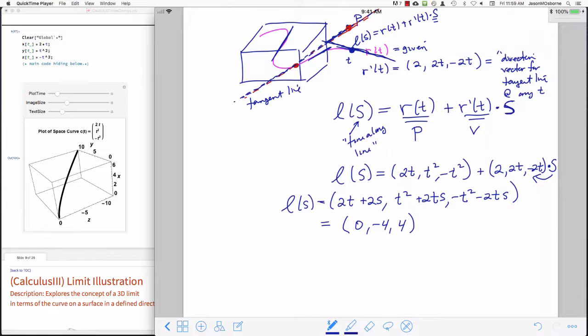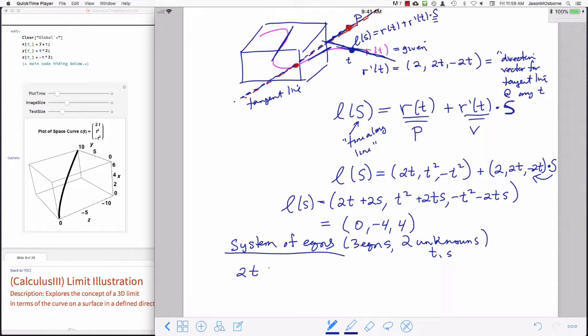Okay, so it looks like we have a system of equations to solve. Now we have 3 equations but 2 unknowns, and the unknowns are t and s. So I'm hoping something happens here. I'm not sure what's going to happen. So we need 2t plus 2s to equal 0. t squared plus 2t times s has to equal negative 4. And negative t squared plus 2ts has to equal 4.